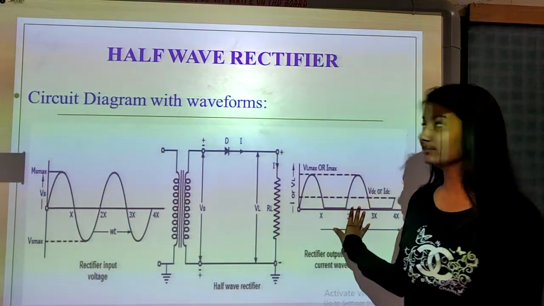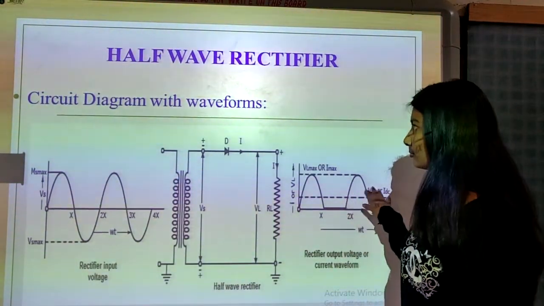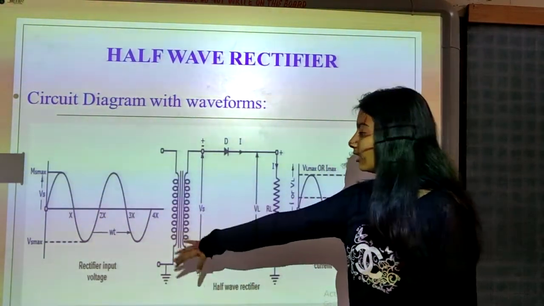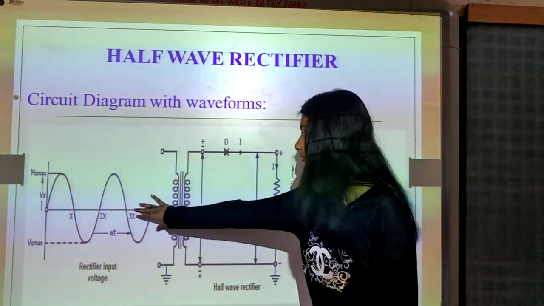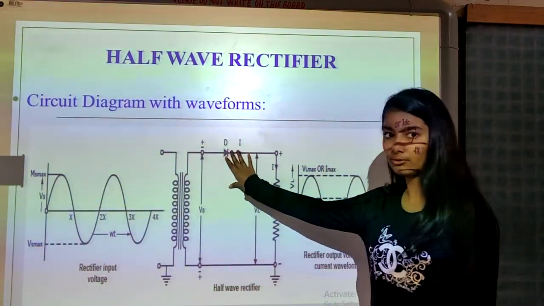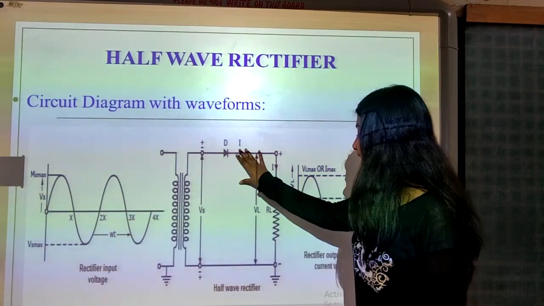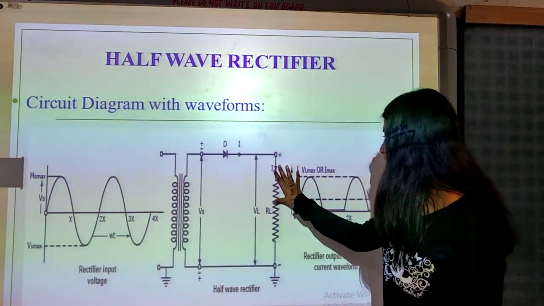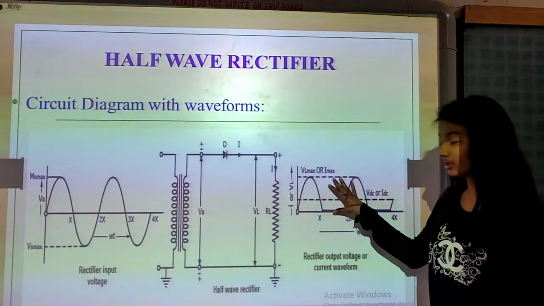In this slide, there is a circuit diagram of the half-wave rectifier. First, we have taken an AC input. Then there is a transformer which is connected to a forward bias diode, and a load resistance is connected in series, which later on gives DC output.